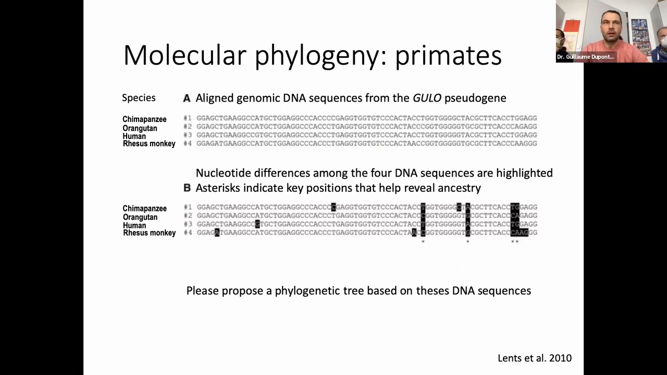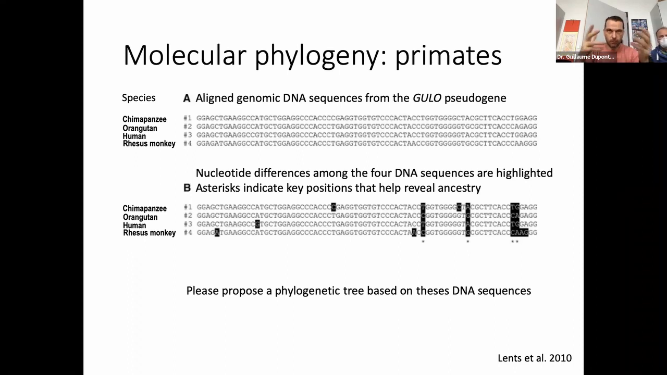So let's take an example. Here we have the sequence of one gene for chimps, orangutans, humans, and rhesus monkeys. And in the middle, you see highlighted in black the nucleotides which differ. So can you build, or could you propose, a tree based on these sequences?